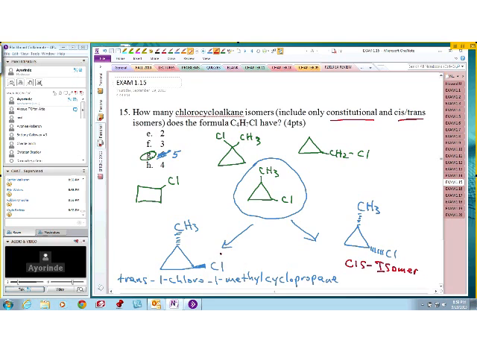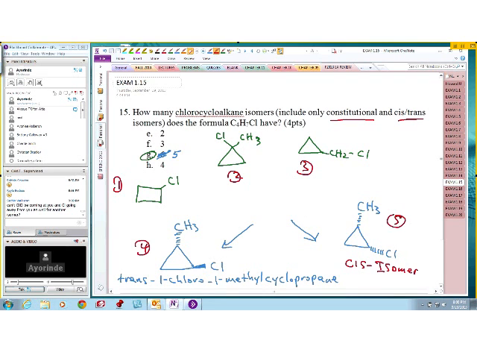A cis-trans isomer to this molecule here. So now what do we have? Keep in mind that these 2 came from here, so we could take this out. So what is the total number that we have now? We have 1, 2, 3, 4, and 5. Okay, is that clear to you?